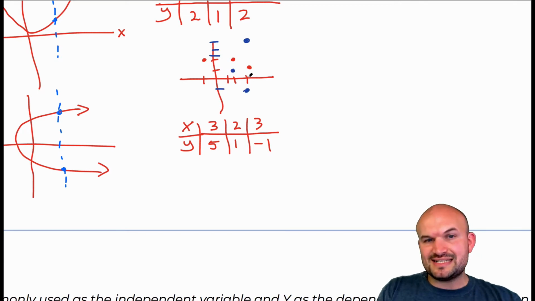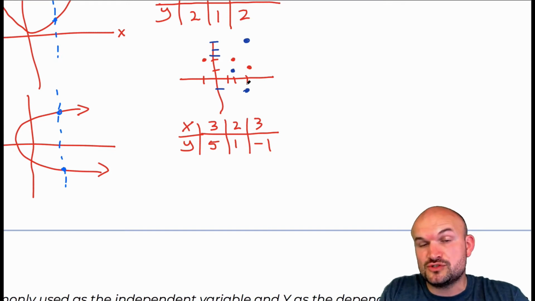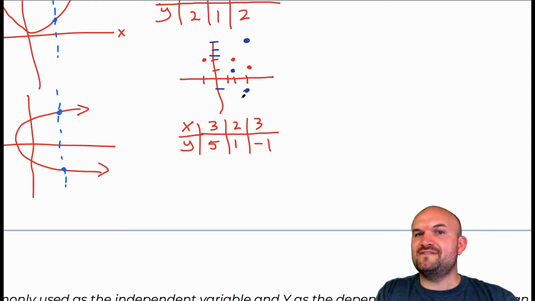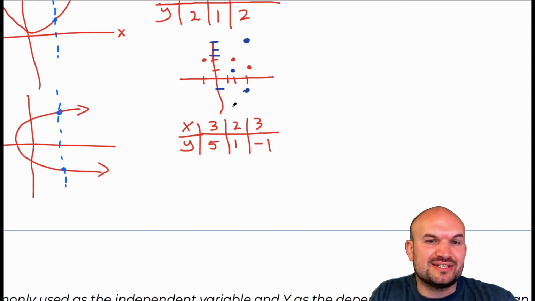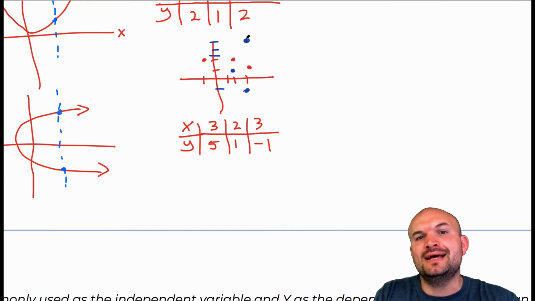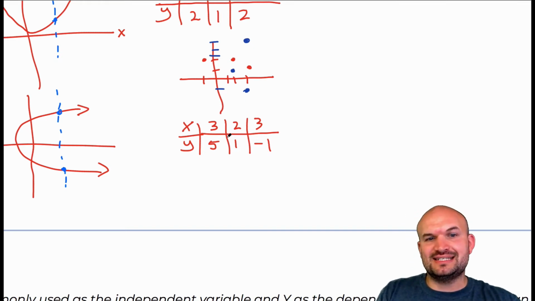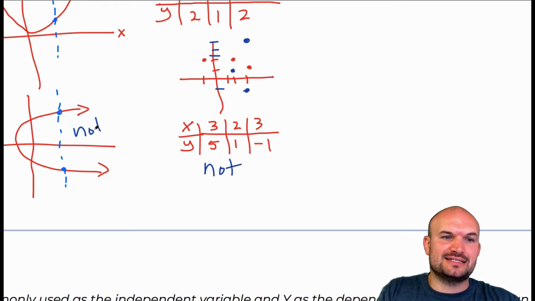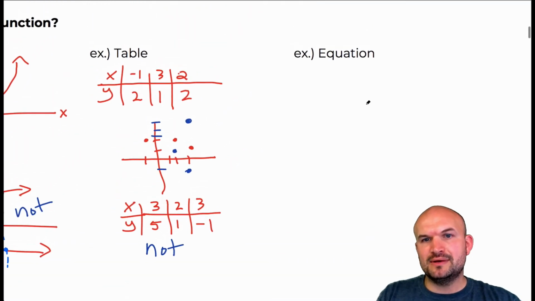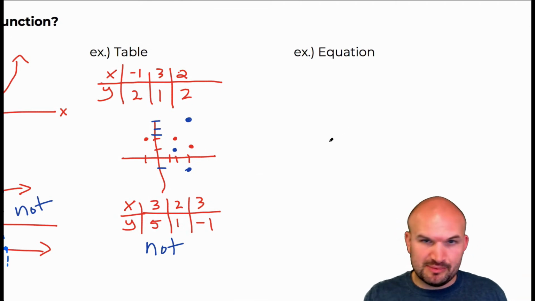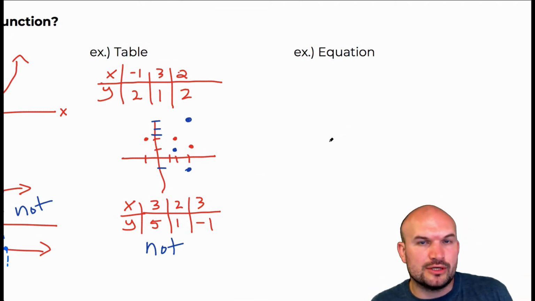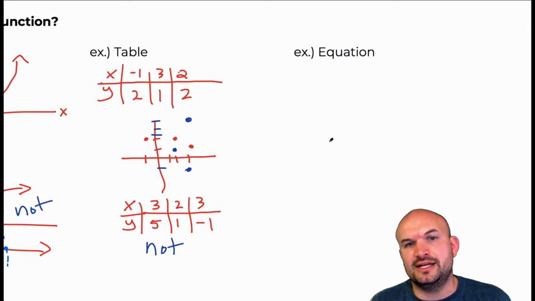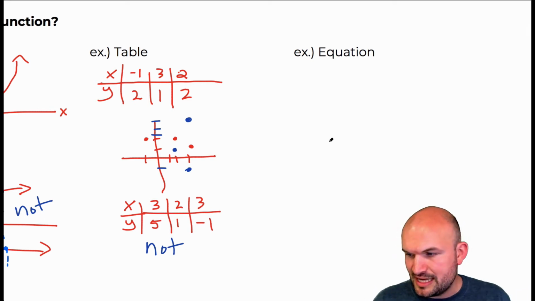So what you can see here is at the value when x equals 3, we have two y values. So therefore, the independent variable does not map to uniquely one dependent variable. So therefore, this is not a function. Not a function. Okay, now looking at an equation, this is going to be primarily graphs and equations that we're going to be dealing with as far as understanding. The table is just there for understanding.